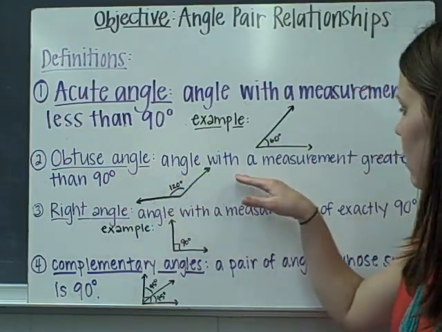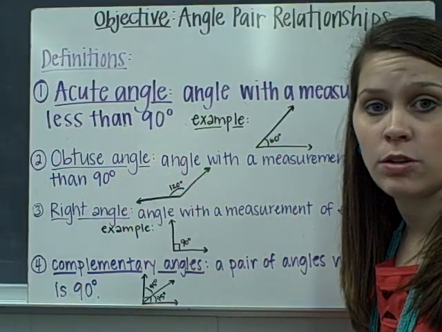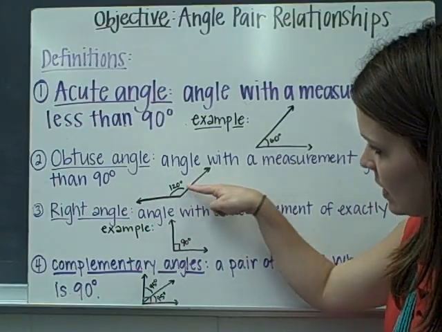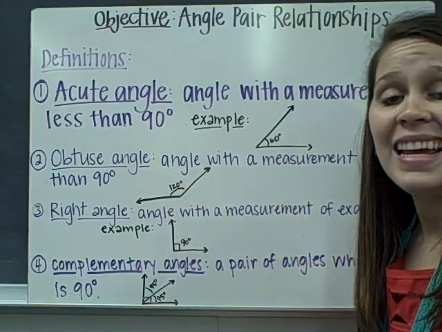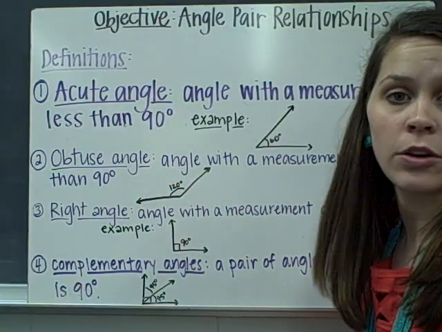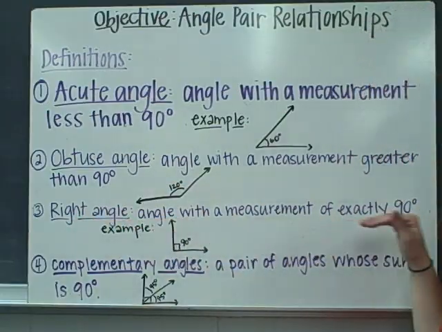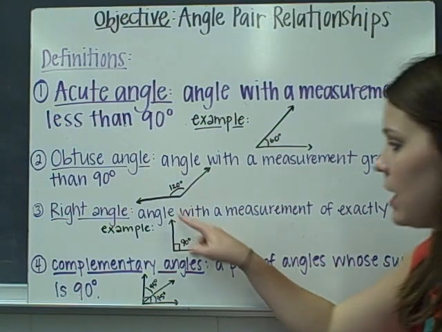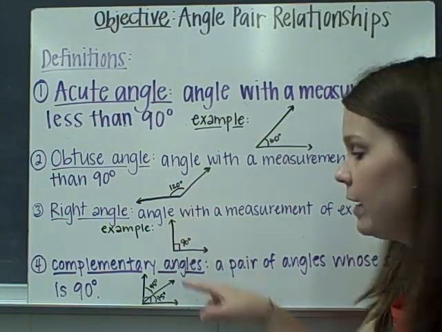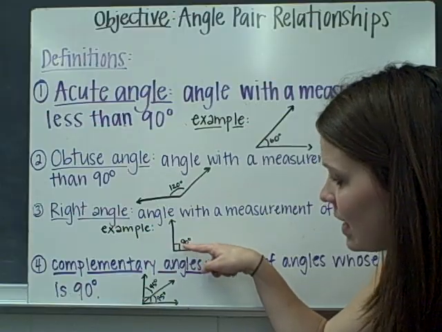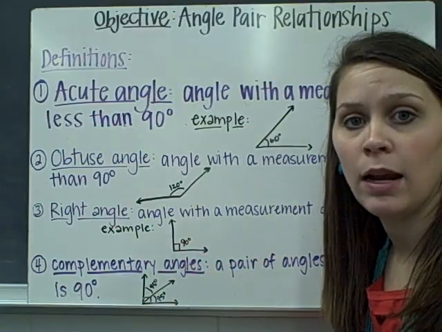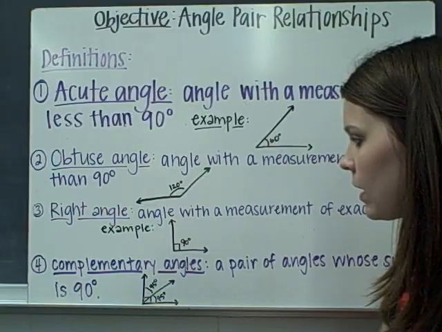Obtuse angles are angles with a measurement greater than 90 degrees. In our example, this angle measurement is 120. It's greater than 90, so it's considered an obtuse angle. And a right angle is an angle with a measurement of exactly 90 degrees. And so it makes an L. And this little box is a symbol to represent a right angle, which is 90 degrees.